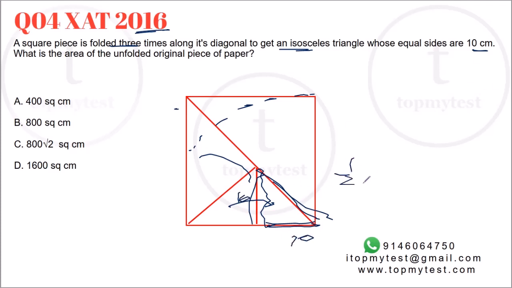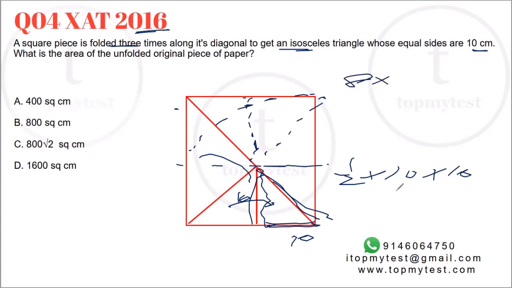So area will be half of 10 into 10. Now how many such triangles are there? If you extend the symmetry, there will be 8 such triangles. So the full area of the square will be 8 times this area. Area of one such piece is 10 into 10 divided by 2, that's 50. 50 into 8 is 400. Option A. Again, under 2 minutes, if you know how to visualize it properly, use the symmetry, job done.